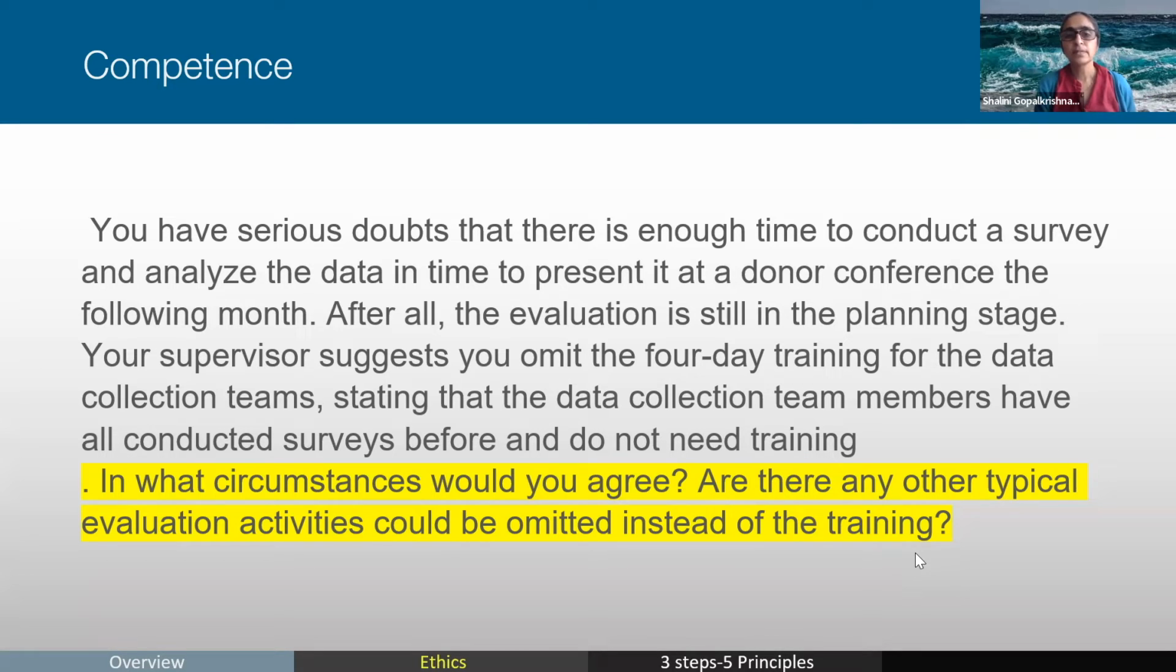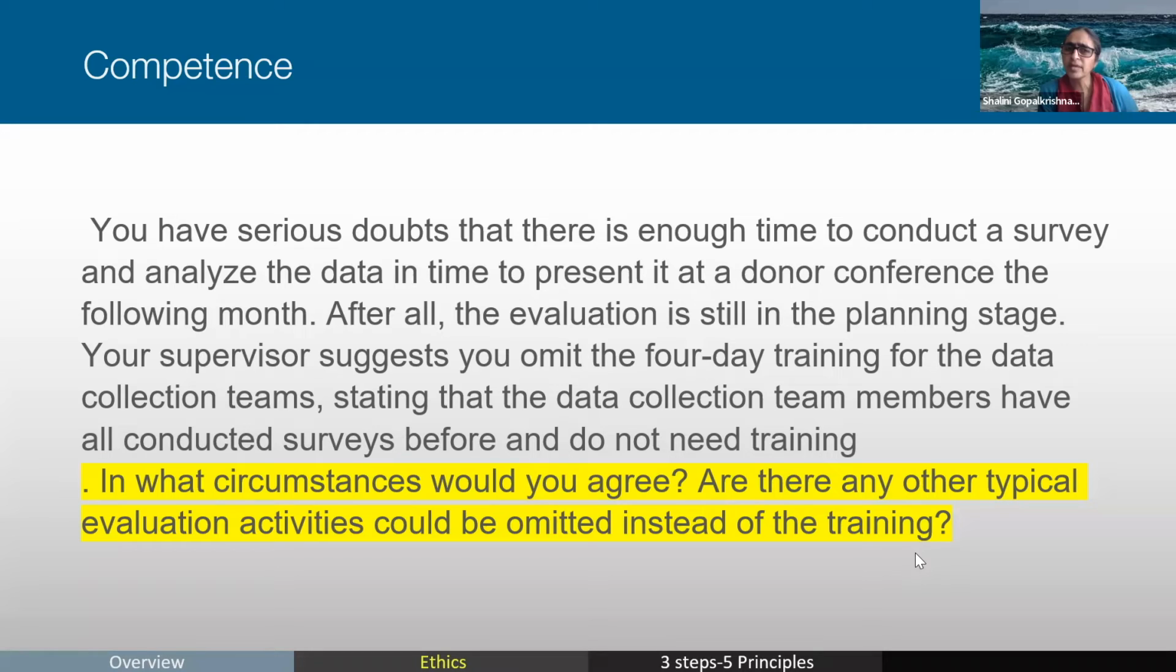serious doubts that there's enough time to conduct a survey and analyze the data and present at donor conference. Because evaluation is still at planning stage and you're like, oh my God, this is happening right. Your supervisor suggests that you don't have a 4-day training for the data collection teams, saying that the data collection teams have all conducted surveys and do not need training. When would you agree? Are there any other typical activities that would be omitted instead of training?